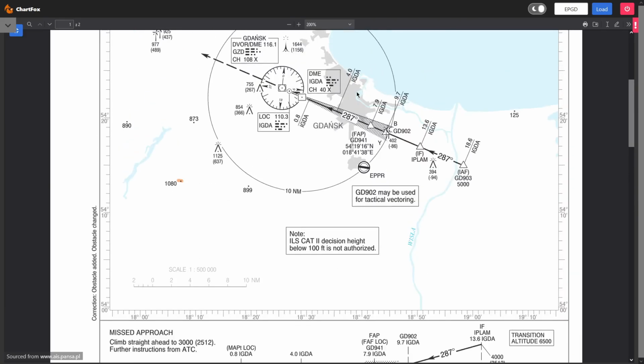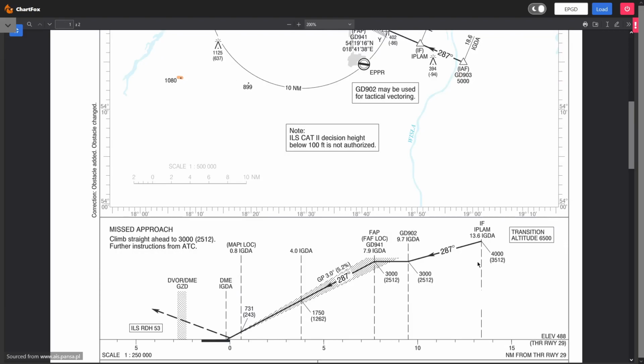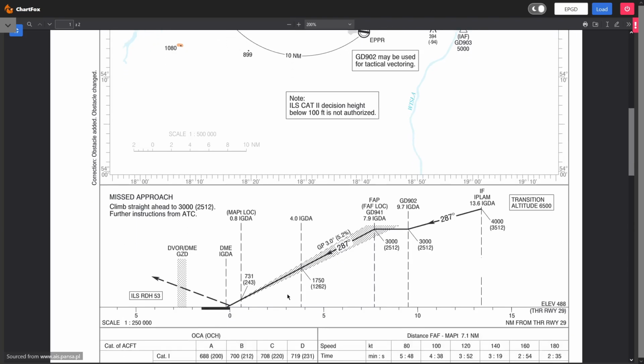IGDA 4.0 is over here, and actually by this point you don't really have to follow the altitude because the ILS system will guide you through. Those points have some altitude restrictions, but this is just to know. From this point on, you'll be mainly guided by the ILS. So if you're at point Golf Delta 941, then you can descend via ILS, because as you can see, we are just going straight down.